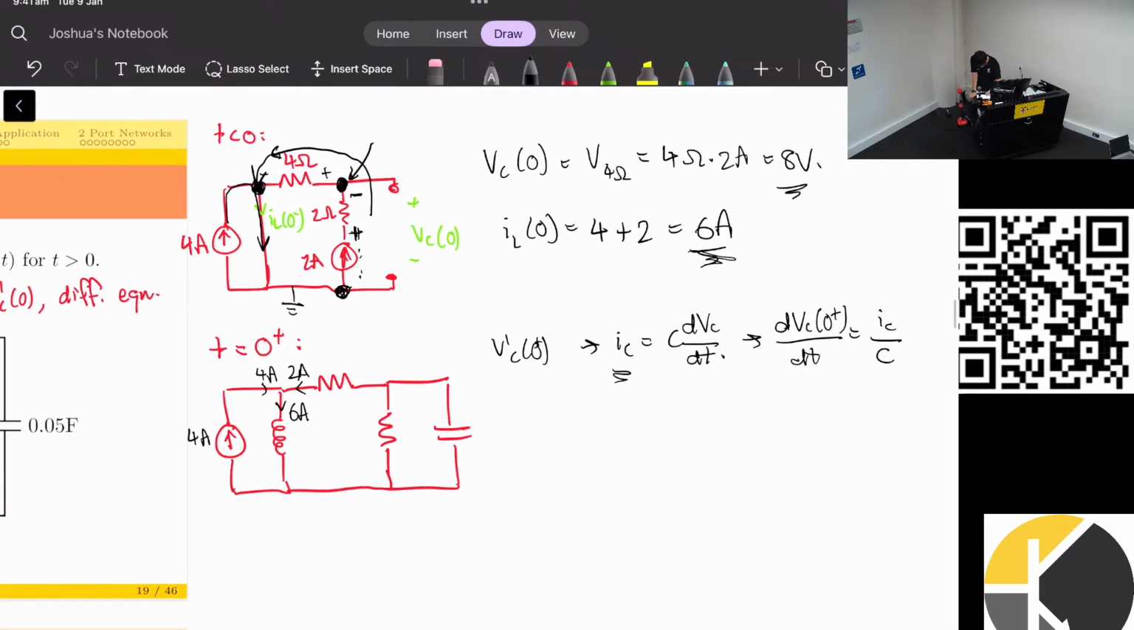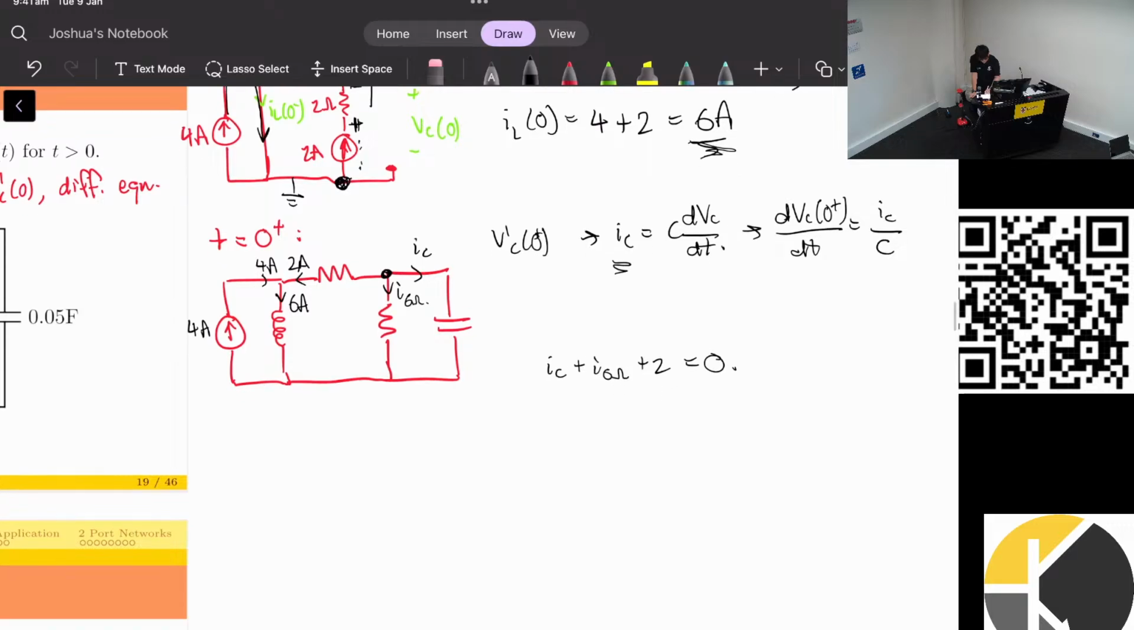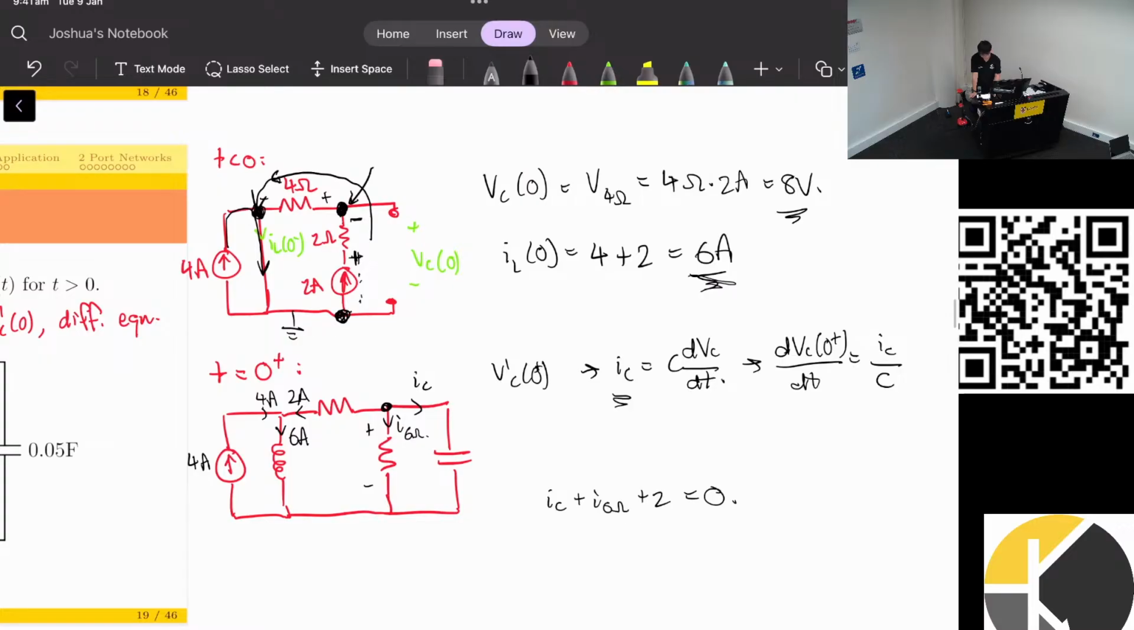So then we need to find IC, which we define going this direction, and I'll call it I6 ohms because it's a 6 ohm resistor. Cool. So we know that looking at this node and doing KCL, IC plus I6 ohms plus 2 equals 0. I know the voltage across this resistor. Do we know what the voltage across that 6 ohm resistor might be?